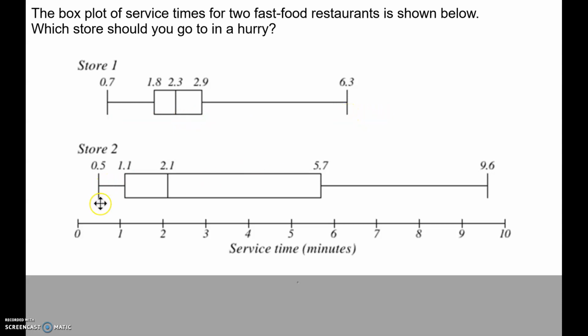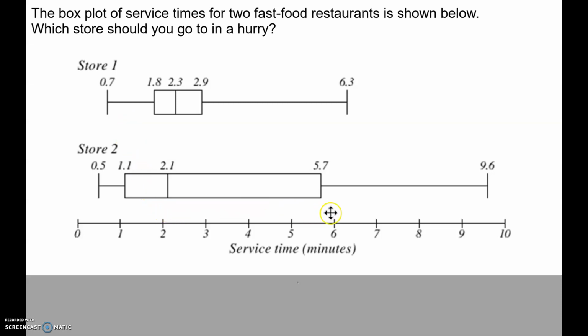Now let's look at store 2. So we know it has a lower minimum, but just slightly. And we also know the first quartile is 1.1. So 25% of the people do get their service faster in store 2 than store 1. The median is 2.1. So again, that is a little bit lower than store 1. So 50% of the people do get a little bit faster service in store 2 than store 1.